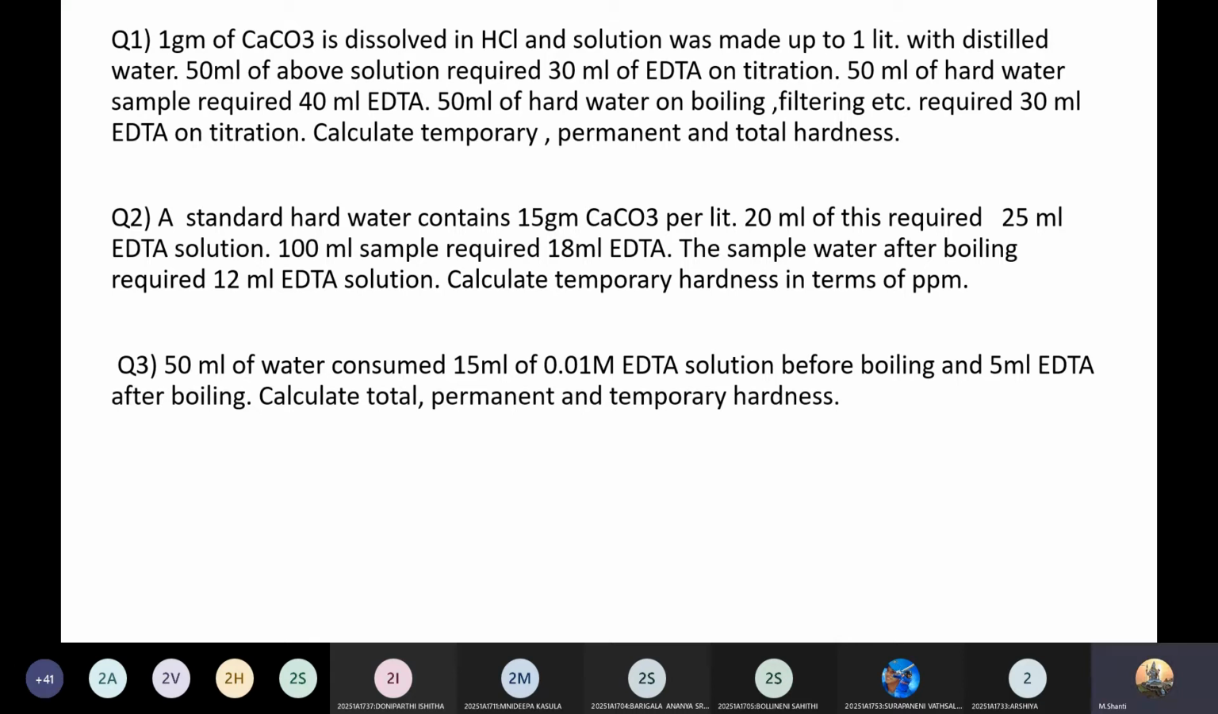All of you, please read out the first question. Not the entire question, only a part of it. 1 gram of CaCO3 is dissolved in HCl and solution was... Okay. Thank you, Sahiti. Roll number 5. Okay, good. Please, all of you copy this question and solve it. First, copy the question. We'll solve this in stepwise manner, okay?